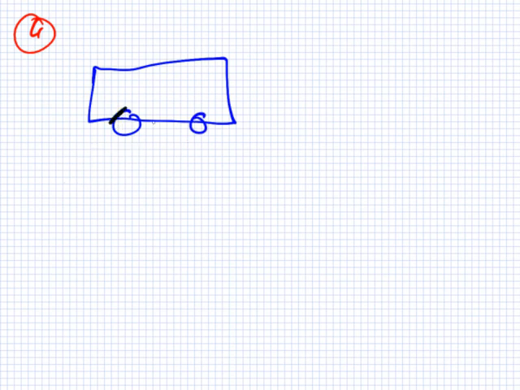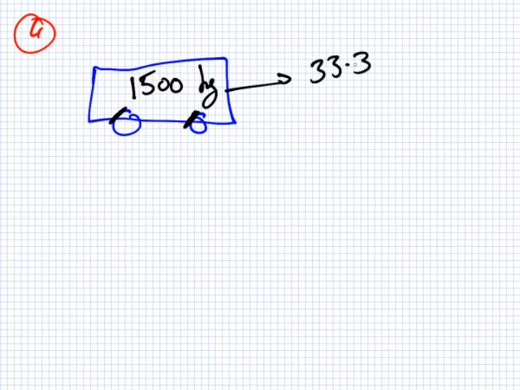So you have your brakes here. What did I say the mass of the car was? 1500. And the speed? 120. Now we need to make that meters per second. I think we've seen this one a couple of times. 33.3 meters per second. So you get a big number again.